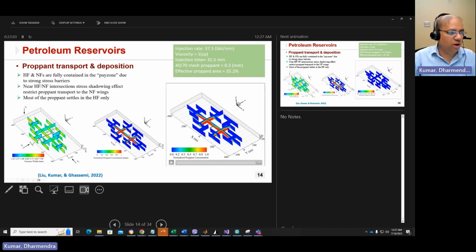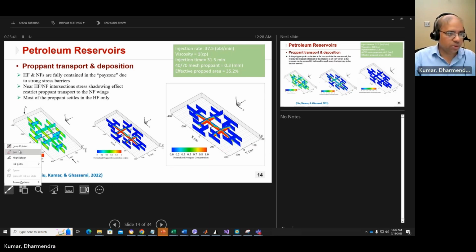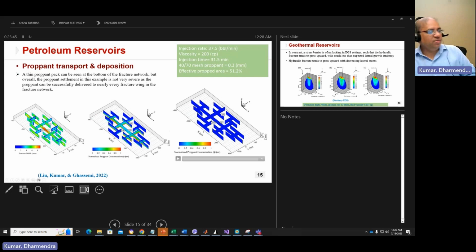In this case we have a relatively bigger 40/70, about 0.3 millimeter diameter proppant, and it was simulated with water. So we can see the proppant is mainly concentrated in the main hydraulic fracture here, but some part of that proppant is going into the natural fracture which is directly connected to this hydraulic fracture, and some of it is also going to the tertiary natural fracture. But overall the stimulation is not that significant because this other part is not propped area, so it becomes almost like an unpropped area. So let's see the other case.